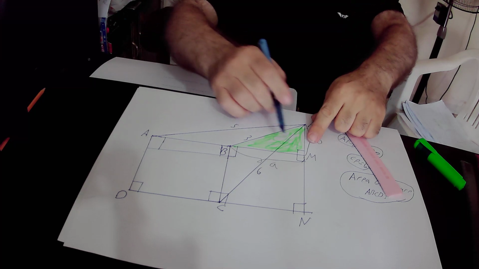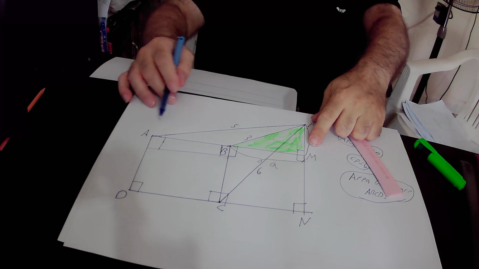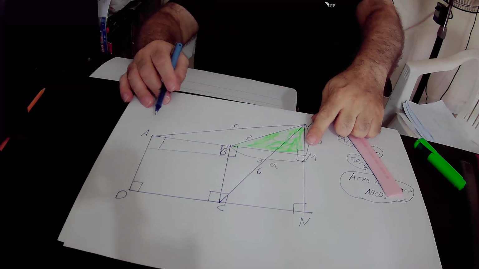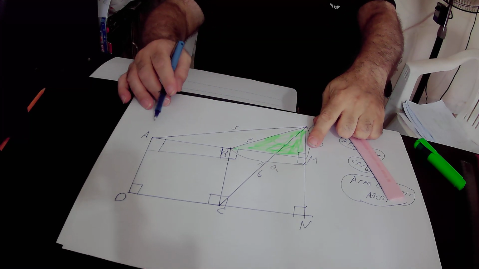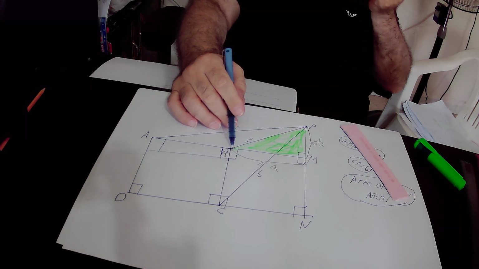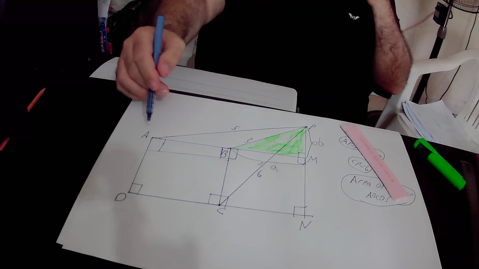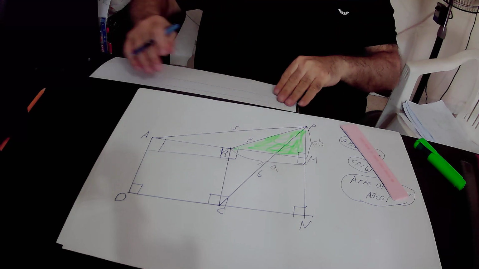We'll focus on the lower side of the segment line AM. On the lower side of segment line AM, at point B, this angle equals 90 degrees. This angle also equals 90 degrees. So 90 degrees plus 90 degrees is 180 degrees. That is to say, angle ABM equals 180 degrees.